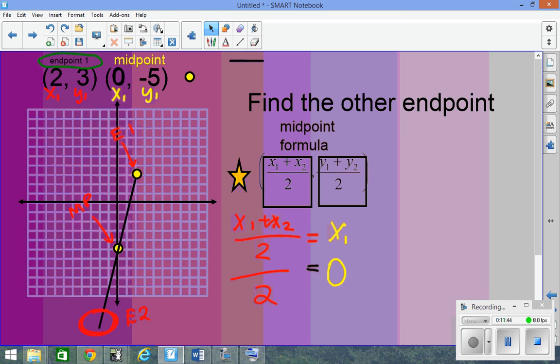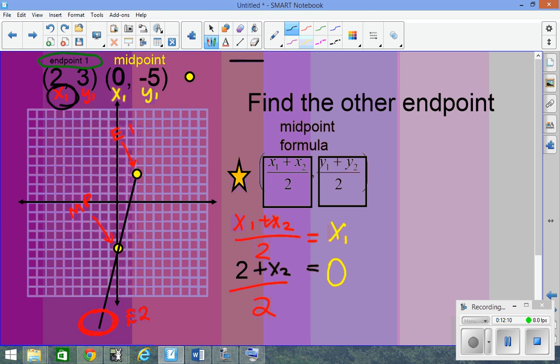We do know that the x1 value is 2. So we're going to bring that on down here. The x1 value is 2. What we don't know is this x2. That's my endpoint. We don't know it. So what are we going to do? We're going to just solve this equation. 2 plus something divided by 2 is equal to 0.